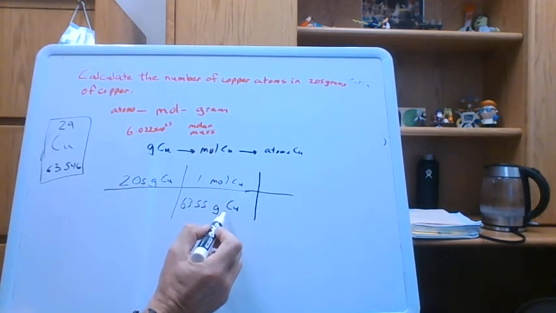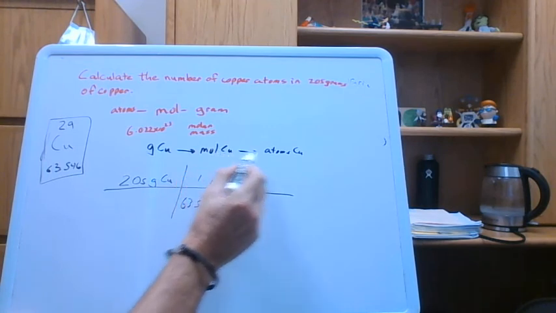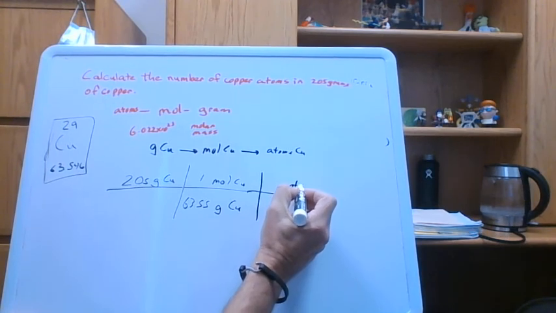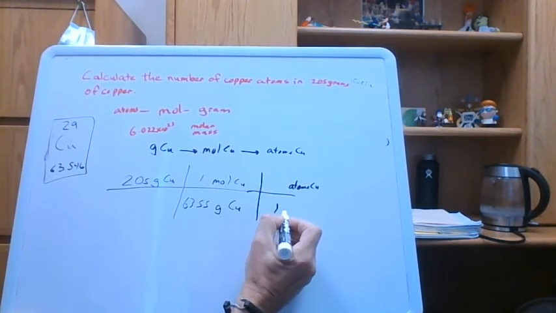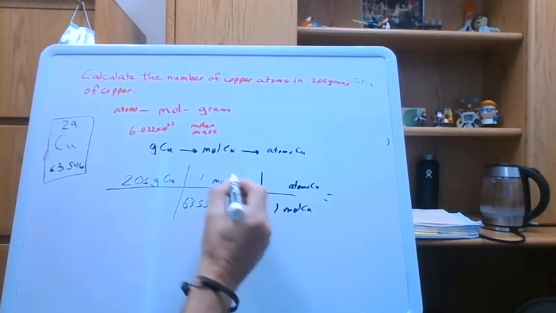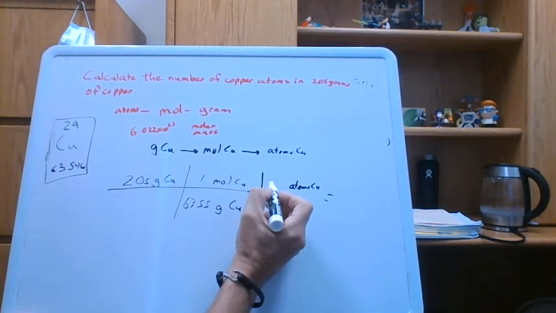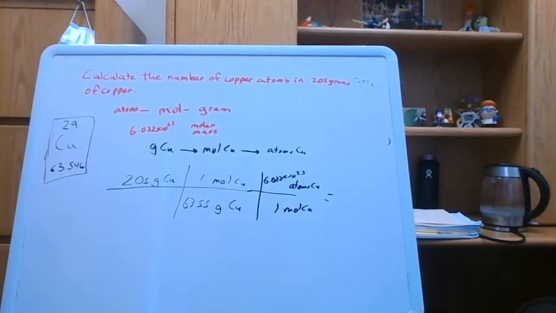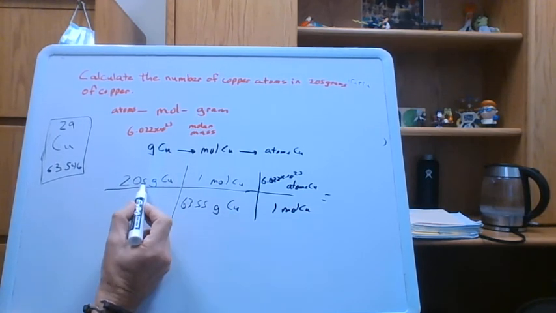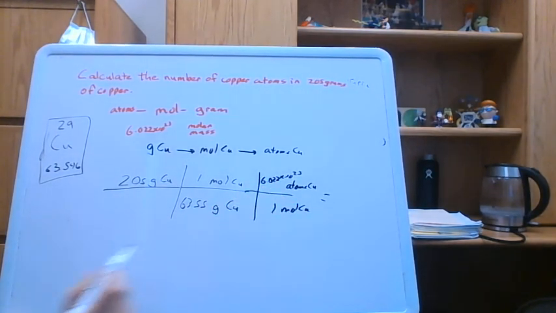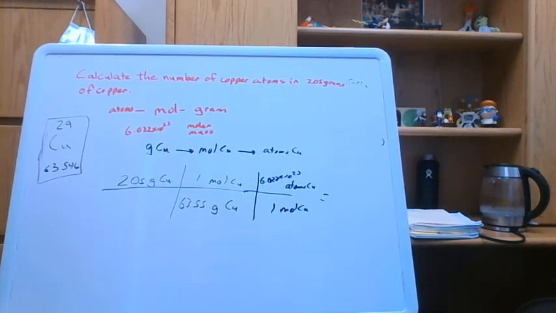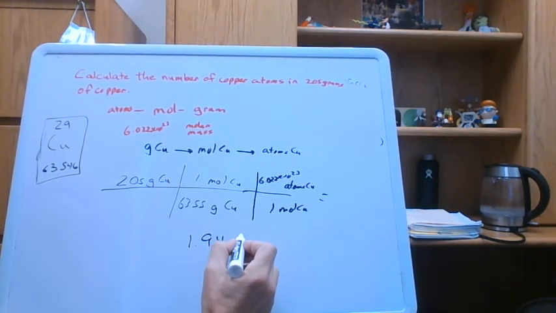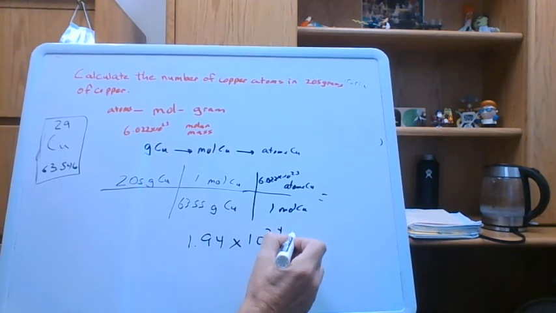All right, so our grams of copper have canceled. We're at moles of copper. Now we need to go to atoms of copper, so we need to know how many atoms of copper are in 1 mole of copper, so we can cancel out our moles of copper, and that's just Avogadro's number, so this would be 6.022 times 10 to the 23 atoms of copper in every 1 mole of copper. So we take 205 divided by 63.5 and multiply it by 6.022 times 10 to the 23rd, and we should get a number like 1.94 times 10 to the 24 atoms of copper.